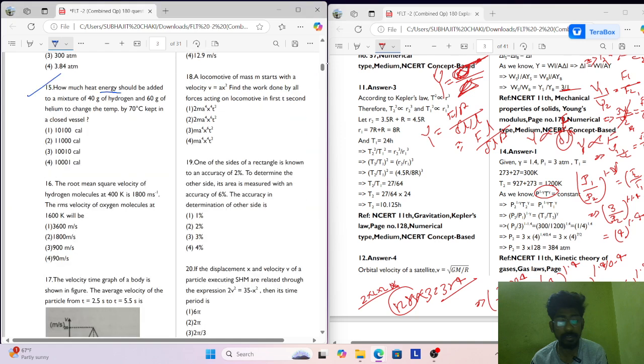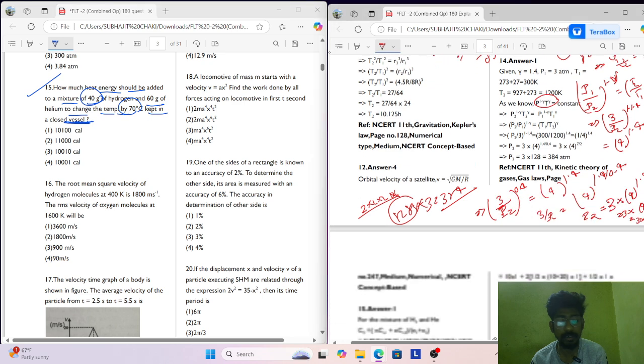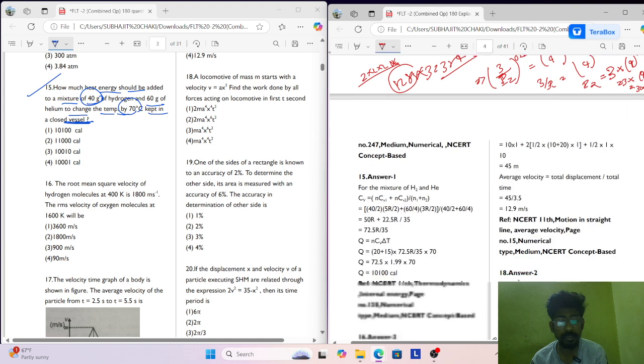How much heat energy should be added to a mixture of 40 gram hydrogen and 60 gram of helium to change the temperature by 70 degrees Celsius, kept in a closed vessel? Closed vessel means there is no exchange of heat. Adiabatically, they are saying. Okay, W is given for this, H2, and this is He, this is T1, this is the temperature.